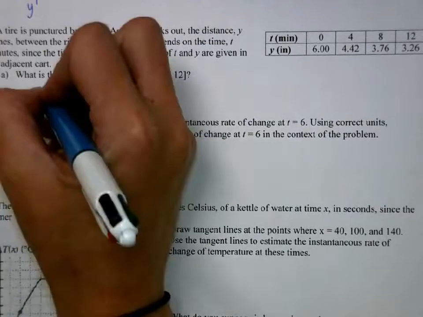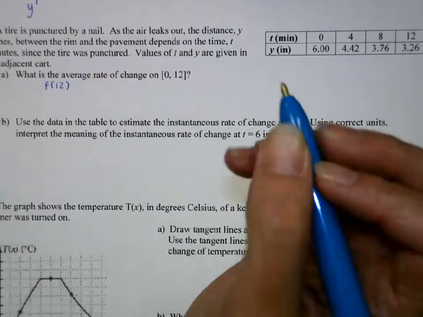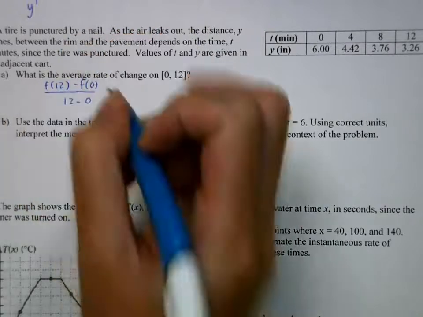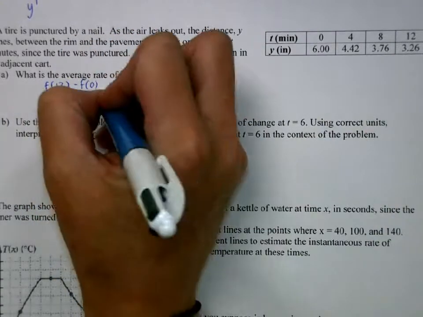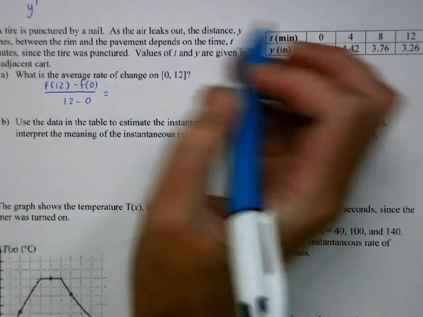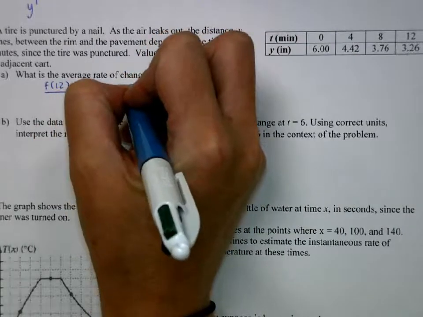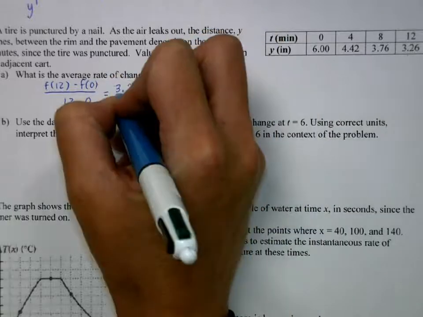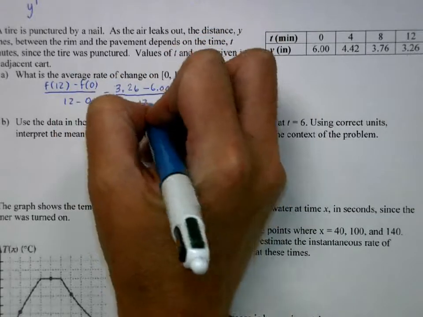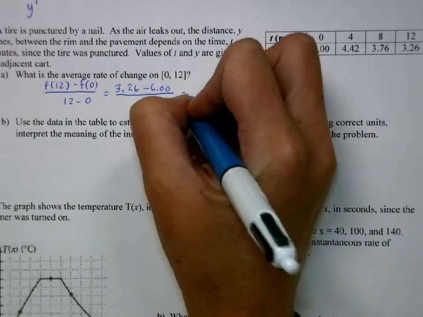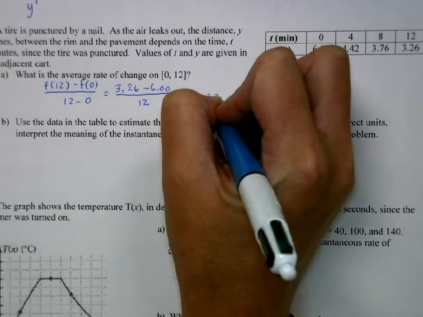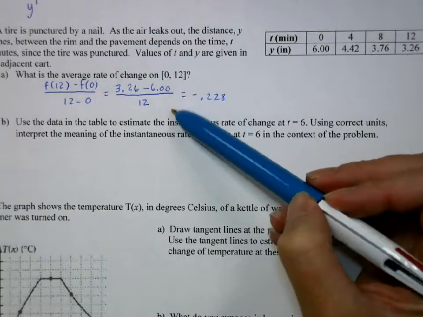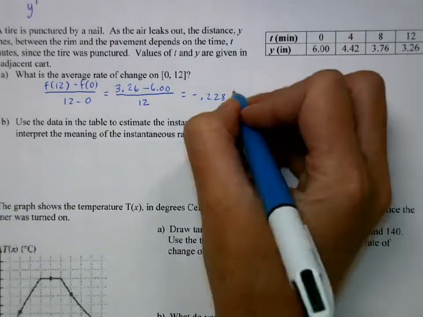So that's going to be f(12) minus f(0) over 12 minus 0. In the chart, that's going to be 3.26 minus 6 over 12, which if you type this into the calculator is going to be negative 0.228. The units are going to be the units on the top over the units on the bottom. So the units on the top are inches. Units on the bottom are minutes.